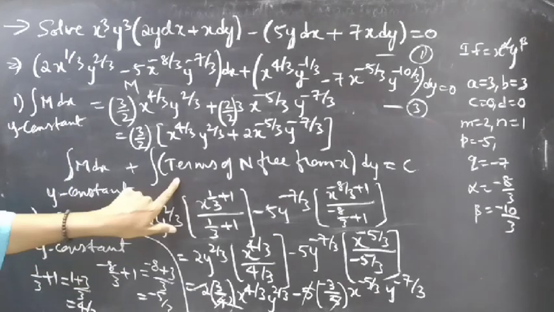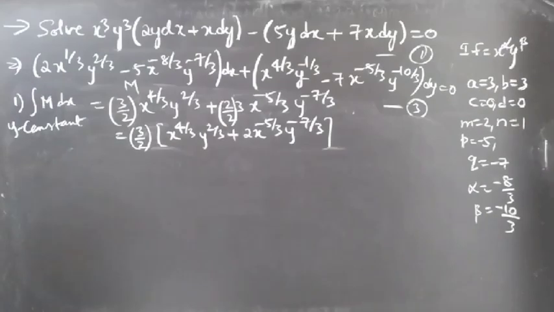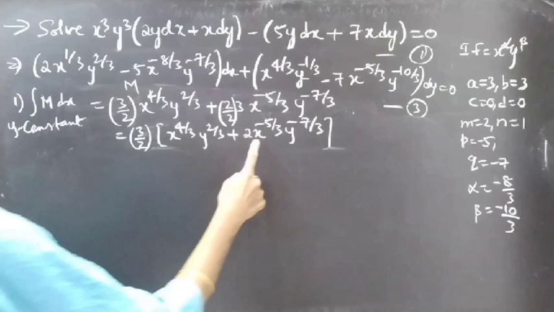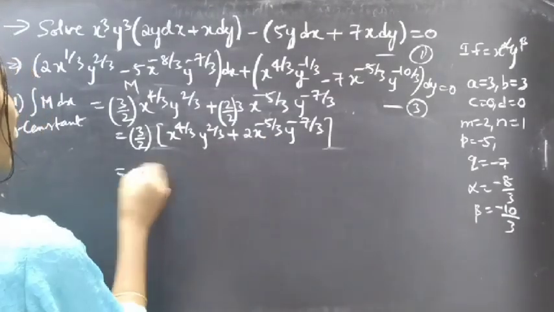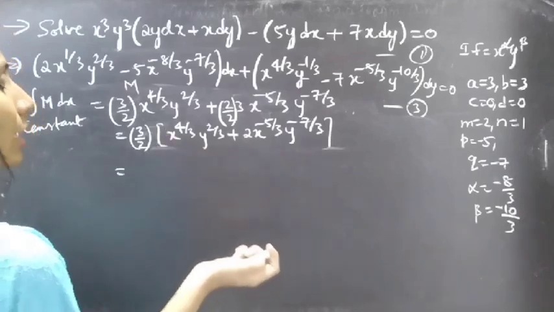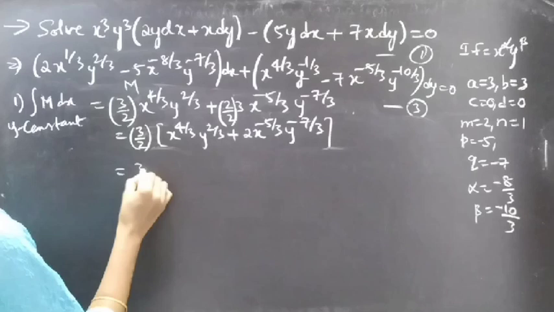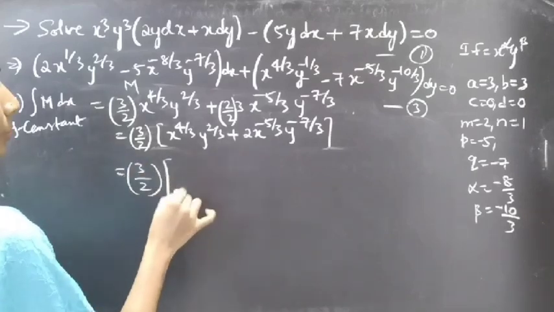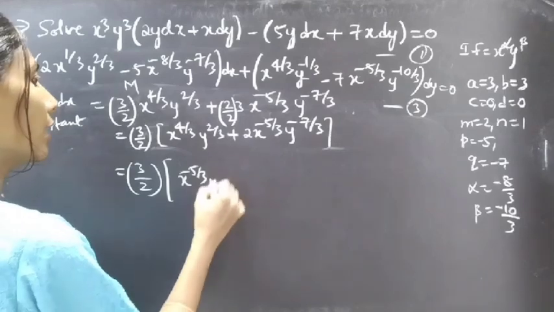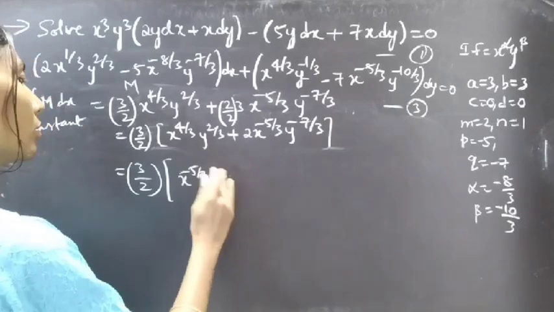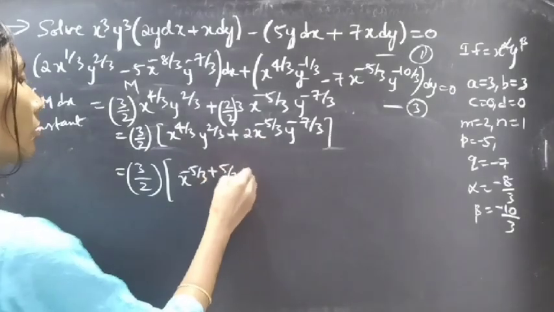Okay, now coming to the second integral. We can take x power minus 5 by 3 y power minus 7 by 3 common from these two terms. But in the first term you don't have any x power minus 5 by 3 y power minus 7 by 3. So what we'll do is, we'll just add and subtract minus 5 by 3.